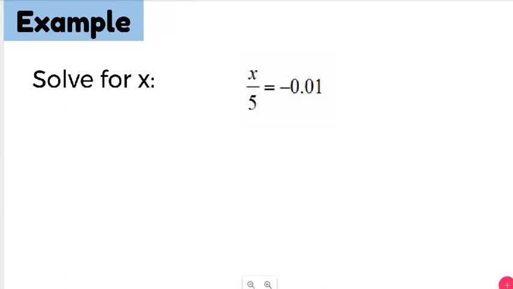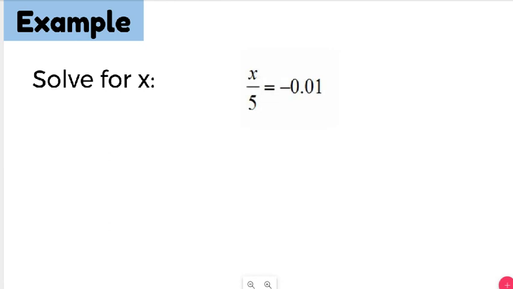Next example. x over 5 equals negative 1/100. Again, we have a decimal. Don't let that make you nervous. We go through our steps. Simplify. Nothing I want to simplify right now.